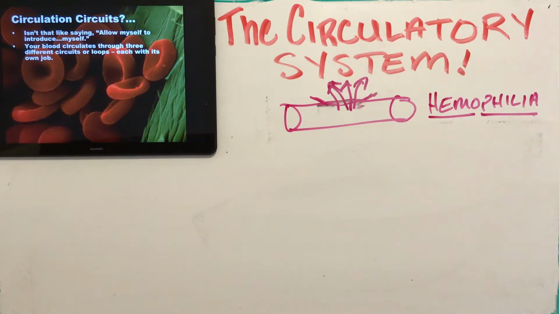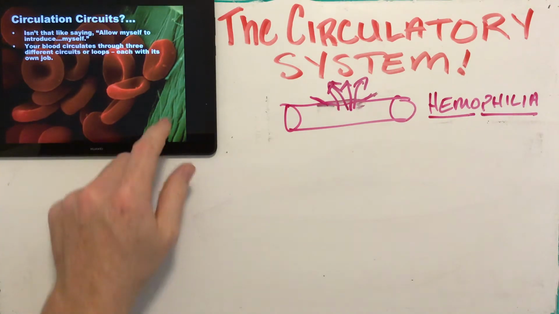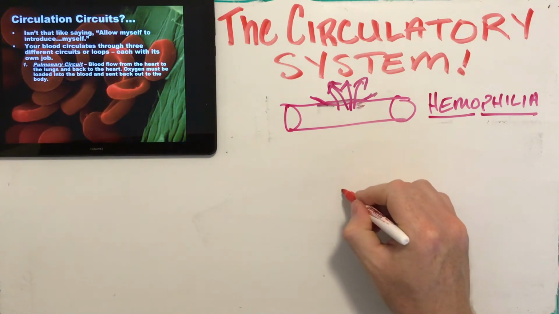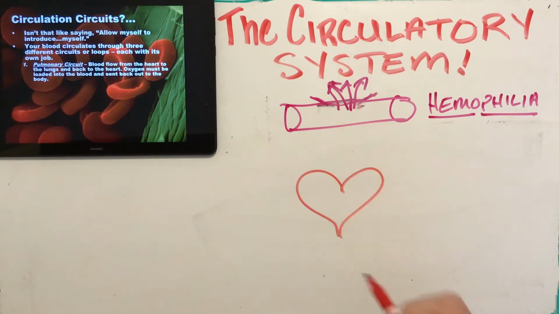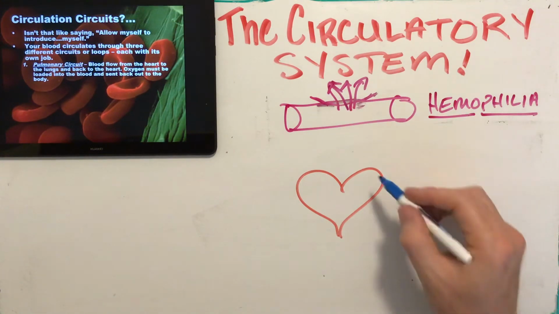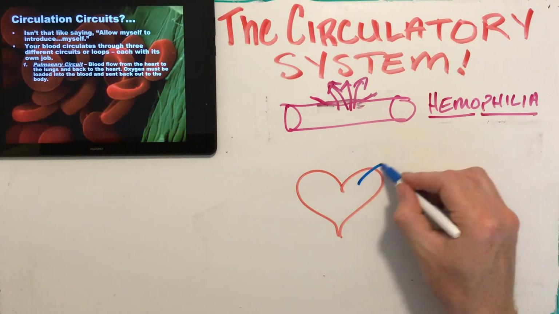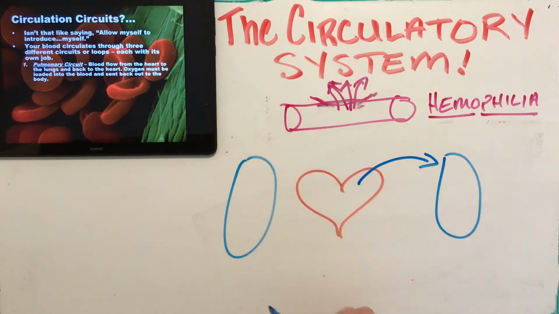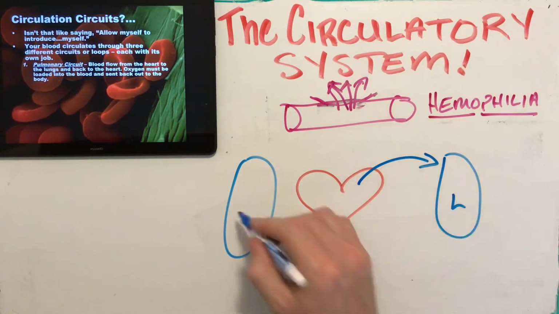So your blood circulates through three different circuits or loops. The first one is the pulmonary circuit. All right, so here's our heart. Our heart is a main player in all three of these circuits. So I'll draw the pulmonary circuit in blue. Your heart pumps blood out to the lungs, which are on both sides of the heart. So I'll put a little L here for lungs.